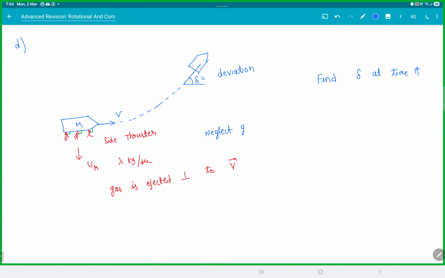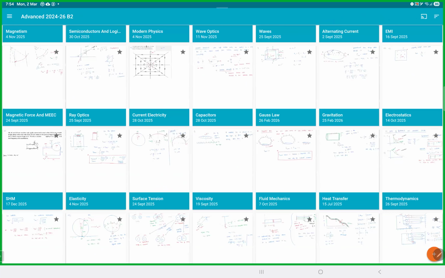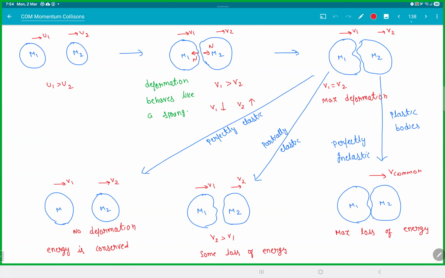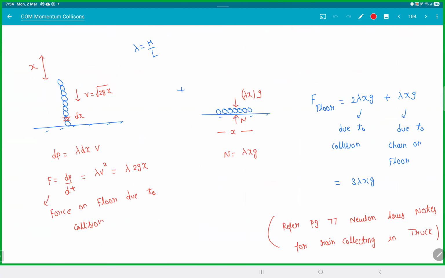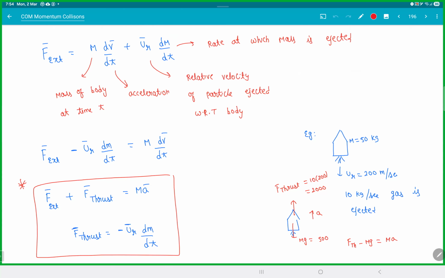Think for a minute, then I'll tell you something and I'll give you one more minute. Someone got it? Prakruti. Yeah, UR is the speed of the gas with respect to the rocket. UR is always the relative speed with respect to the rocket, the relative velocity of the gas with respect to the rocket. Now the theory is here. You should definitely go through this. Yeah, this was there, page 195. F thrust and everything.